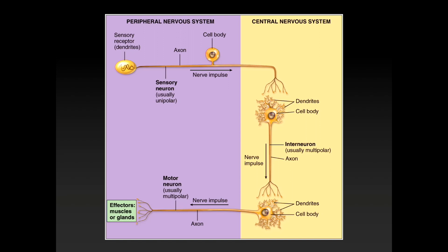And this is a diagram of the simplest form of relay. One input is integrated by one neuron and creates one output. But as we'll see, this is much more complicated.